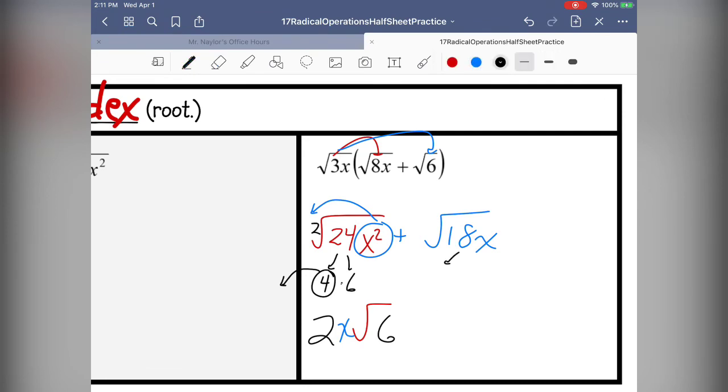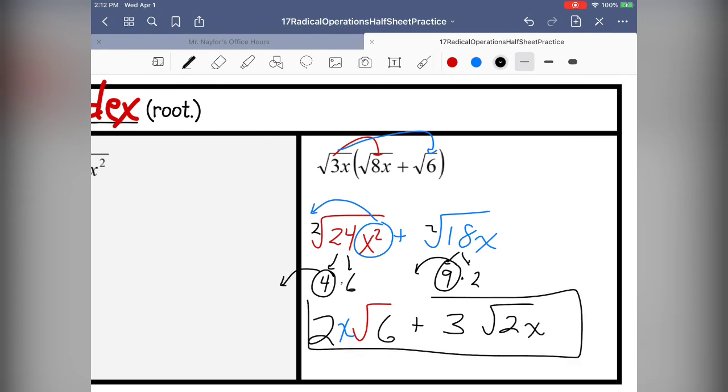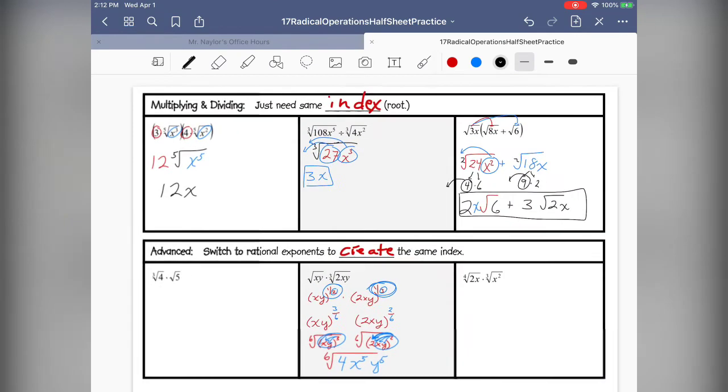This 18, remember, this is a square root, so I'm going to split that up into 9 times 2. 9 is the perfect number that can come out. Of course, when it comes out, it becomes the square root of 9, which is 3. The 2 is left behind. I don't think there's anything we can do with that x. Kind of a different looking answer, but we have simplified it into smaller values.